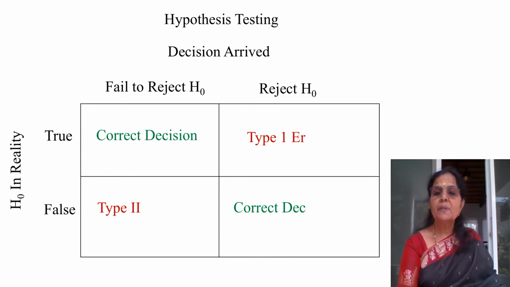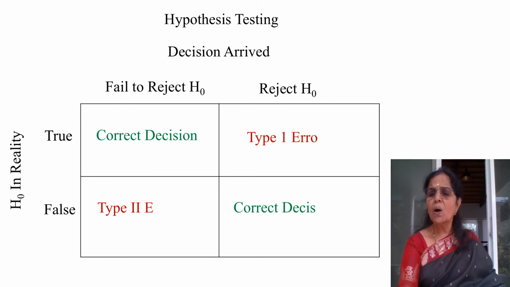And the second possibility is you reject the null hypothesis when it is false. So you are rejecting it when it is false, which is also a correct decision. So the second possibility is also a correct decision. And now comes the errors. What are they?